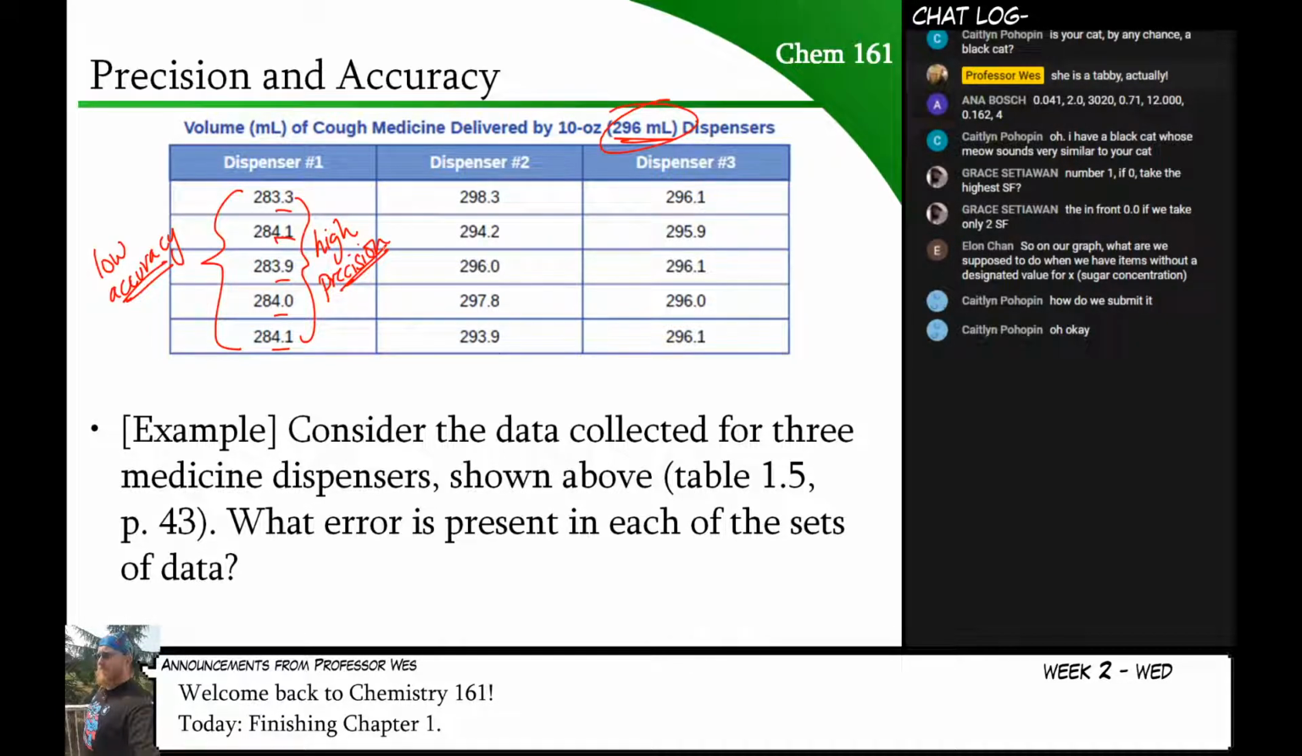You'll know if something is low precision because look at dataset number B. My range goes from 293.9 all the way up to 298.3. So I have a deviation of 5 there. That's quite high. So this is low precision.